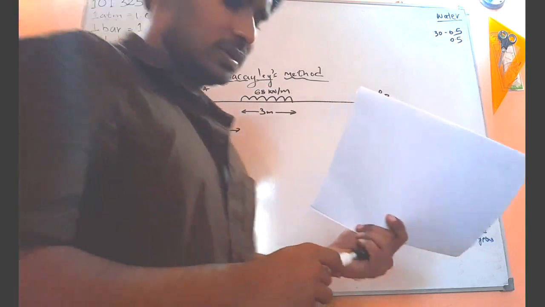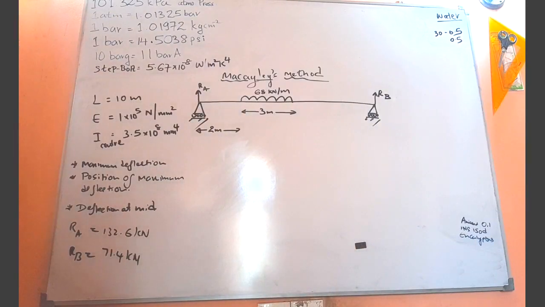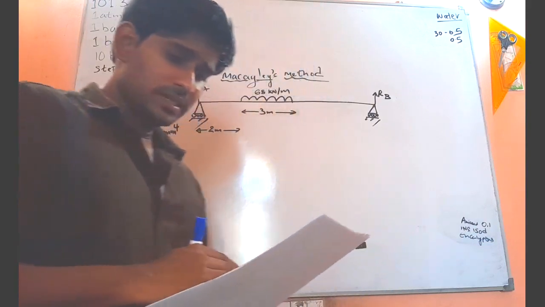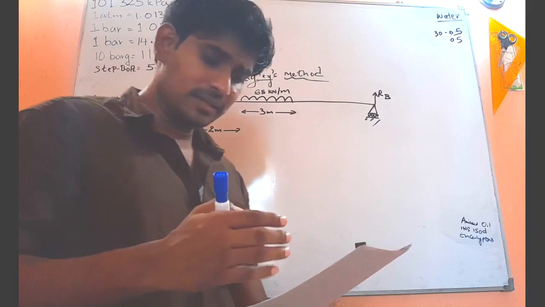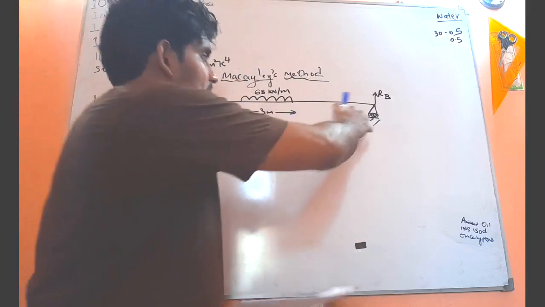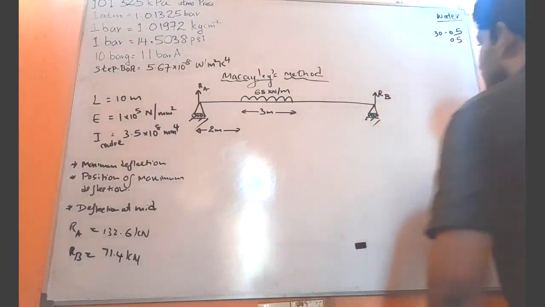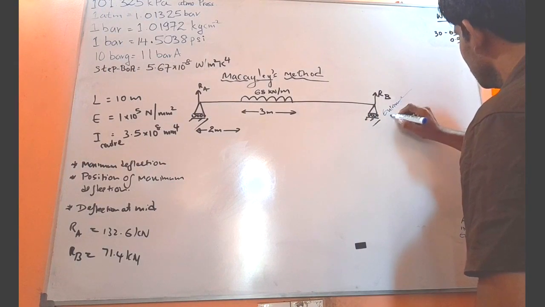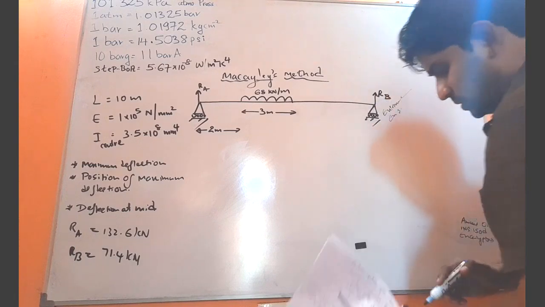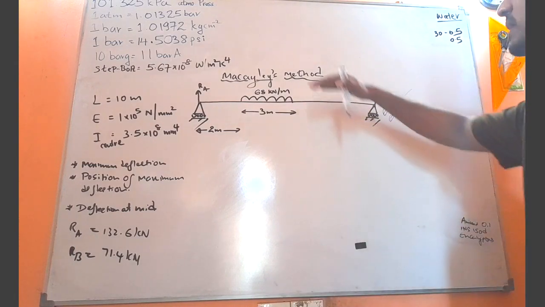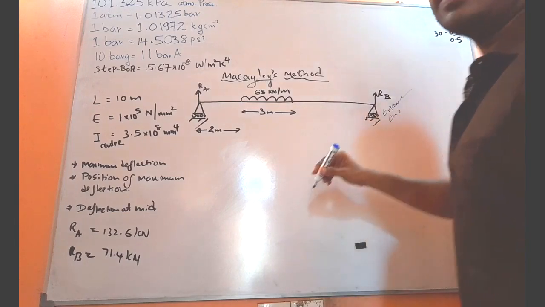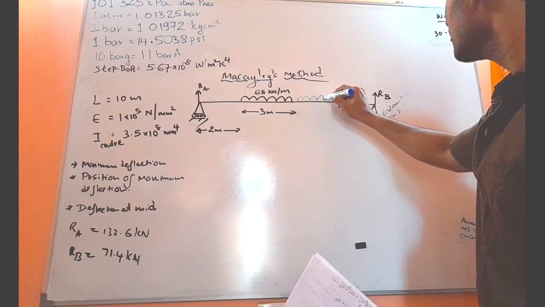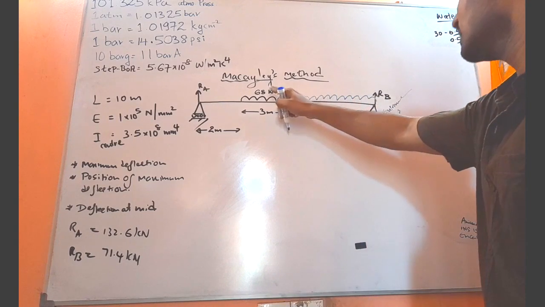Now let me tell you, according to Macaulay's method, I will read it so that you can see. For the continuity of the beam, we extend the span up to the extreme end. This end is the extreme end. For the continuation of this beam, which is what we do under Macaulay's method, we extend this beam with the same loading condition. What is this load? 68 kilonewtons per meter.